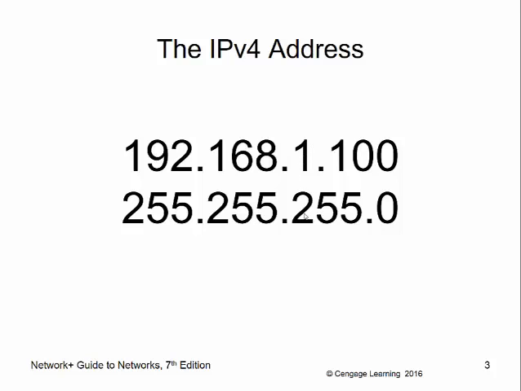192.168.1 refers to the network. So I'm on the 192.168.1 network, where there's a 0, and in classful networking, it's either a 0 or 255. Where there's a 0, it refers to the host ID. Right? Let's take another look at this.